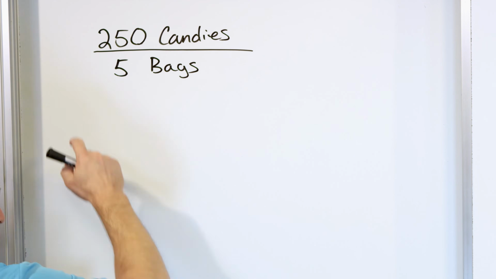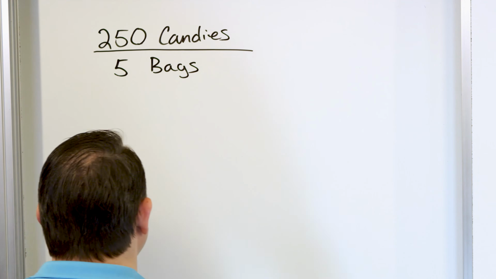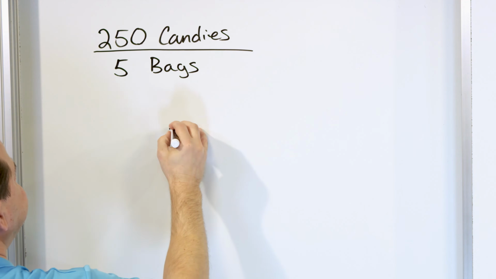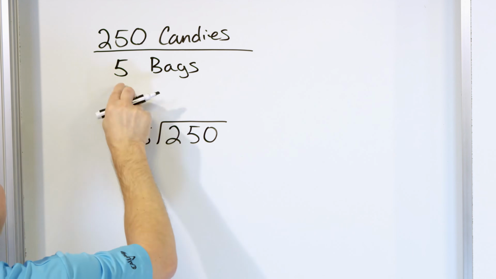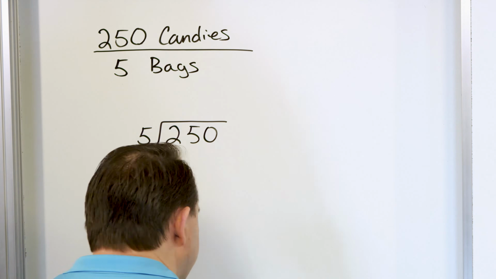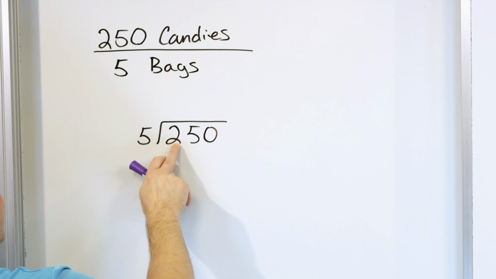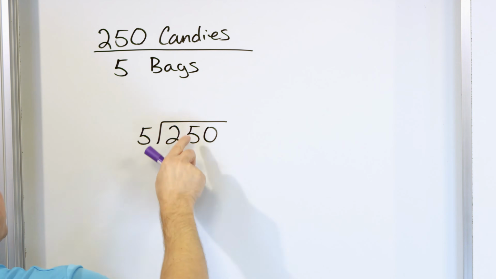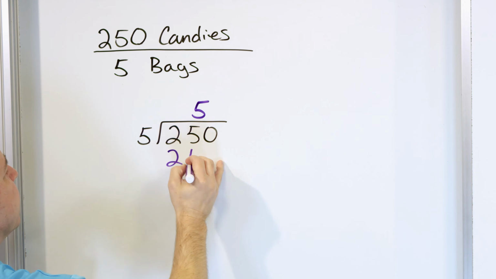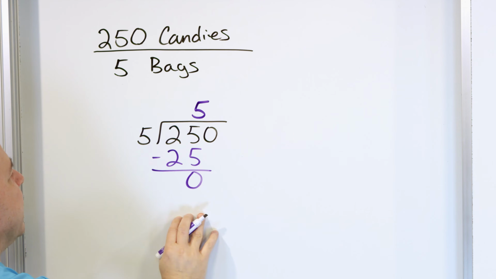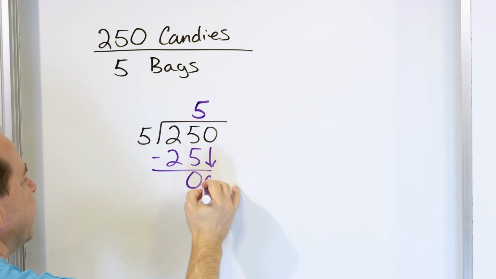And we have to divide because of the numbers that are here. So let's take the number 250 and let's divide it evenly among the 5 bags. We have to do that division. So we can't divide into 2, so let's consider 25. 5 times something is 25. Of course, it's going to be 5. 5 times 5 is 25. Subtract, get a 0. Drag down the next number, which is a 0.